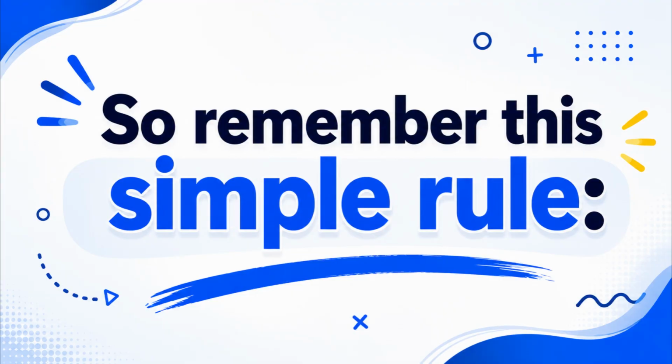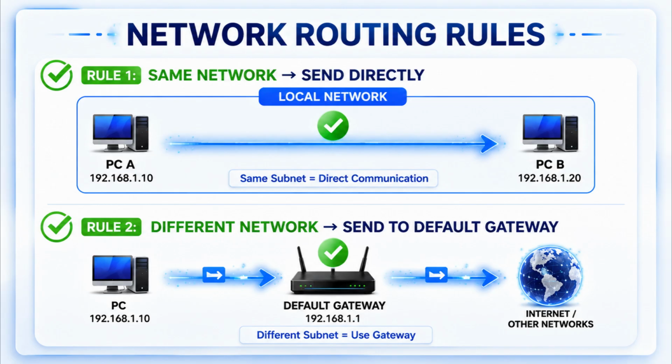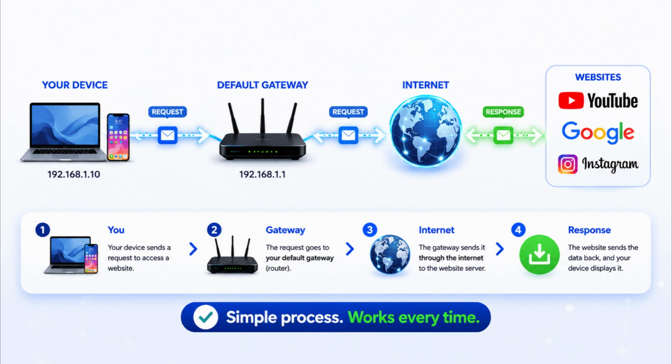So remember this simple rule. Same network, send directly. Different network, send to the default gateway. That's exactly how your device reaches websites like YouTube, Google, and Instagram every day.